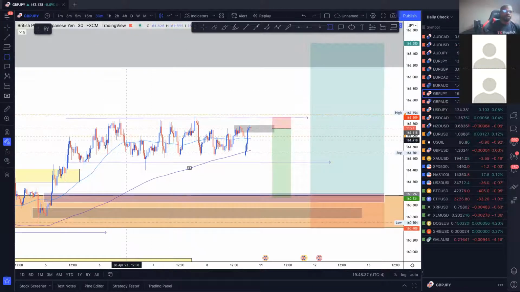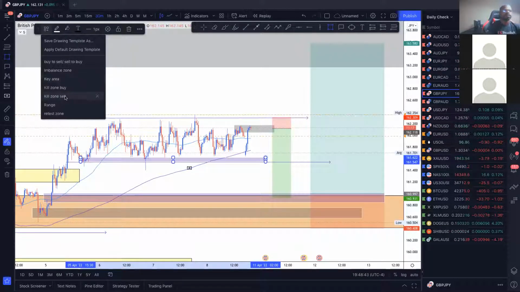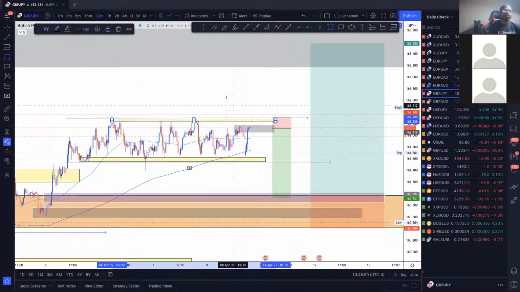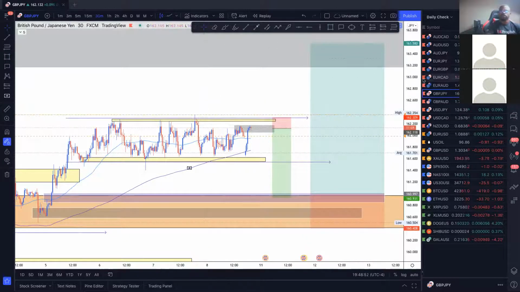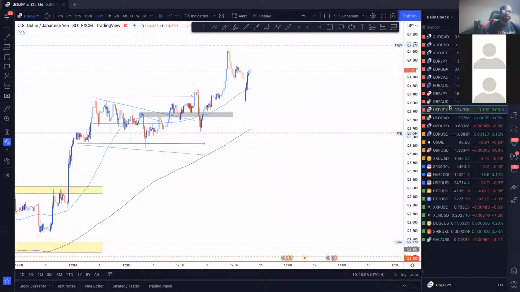All right. Can you show another example of trading a sell to buy or buy to sell zone? Okay. All right, let's see if we can find one. Let's go to USD JPY.